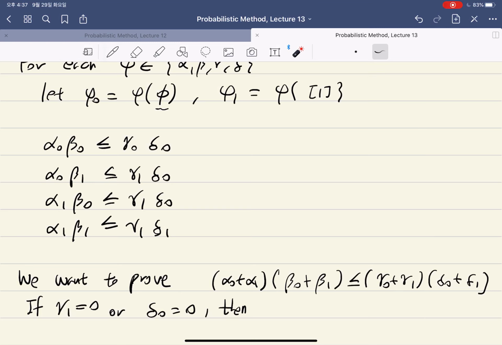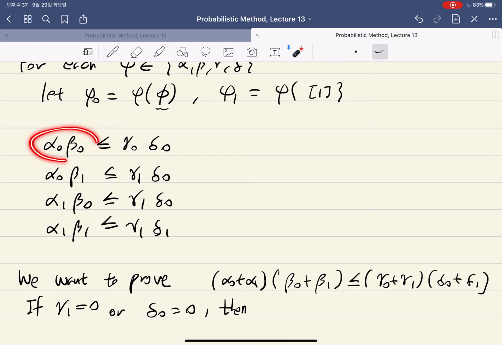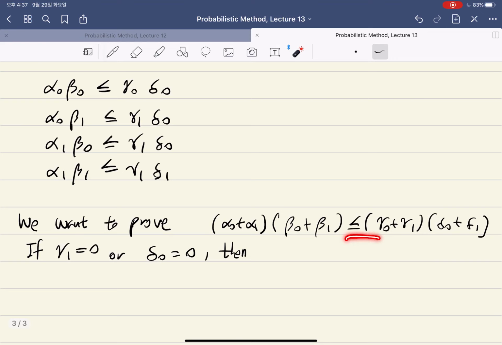And we know that gamma 1 is 0, then these are all 0, and these are all 0. So on the left-hand side, we only have this one term. And on the right-hand side, we have this term as well as this term. So this implies the inequality.